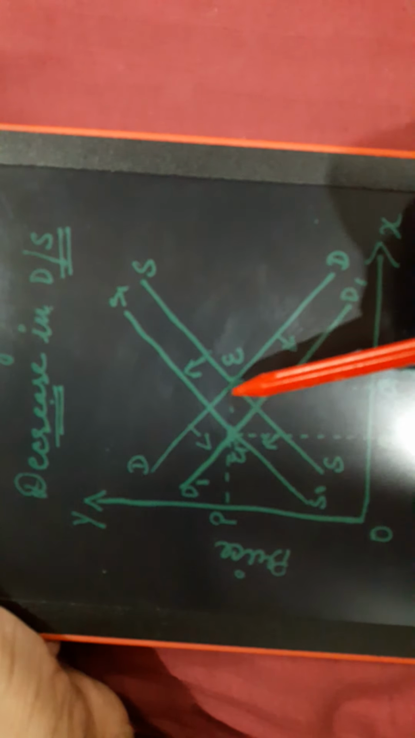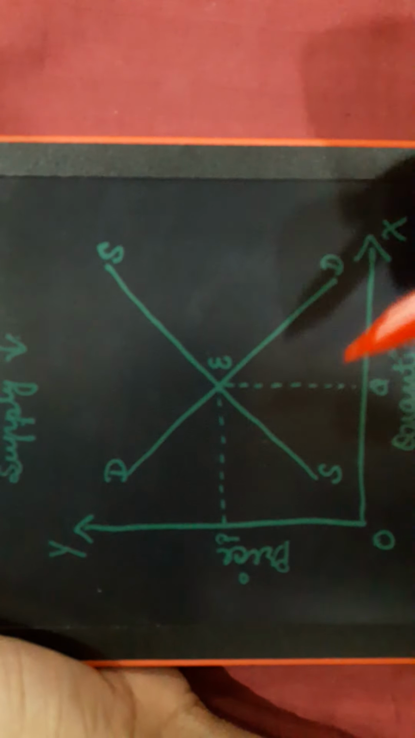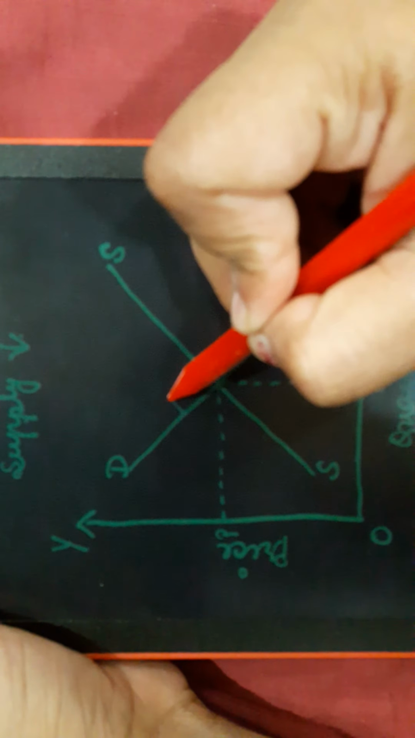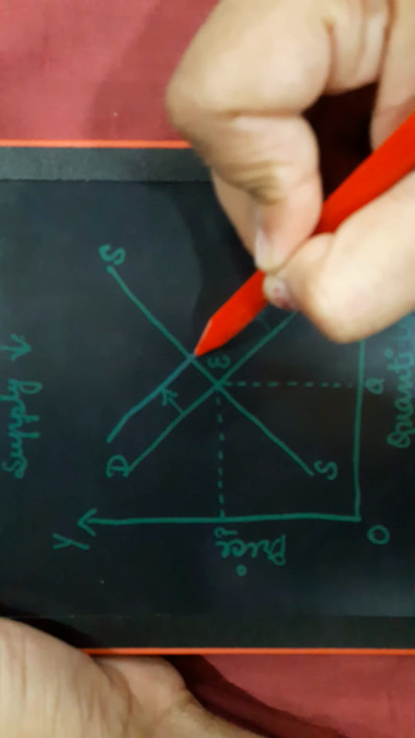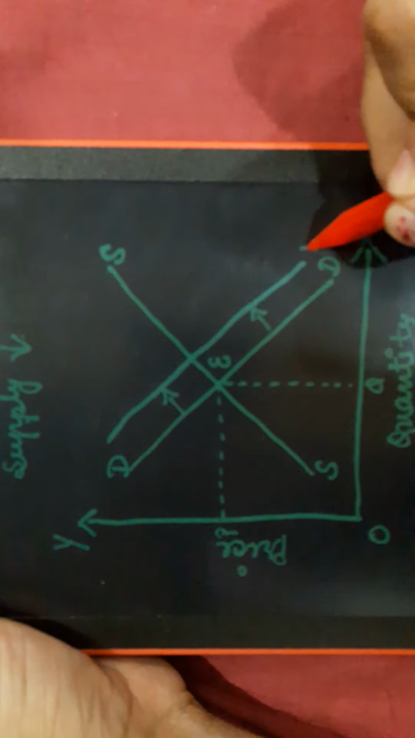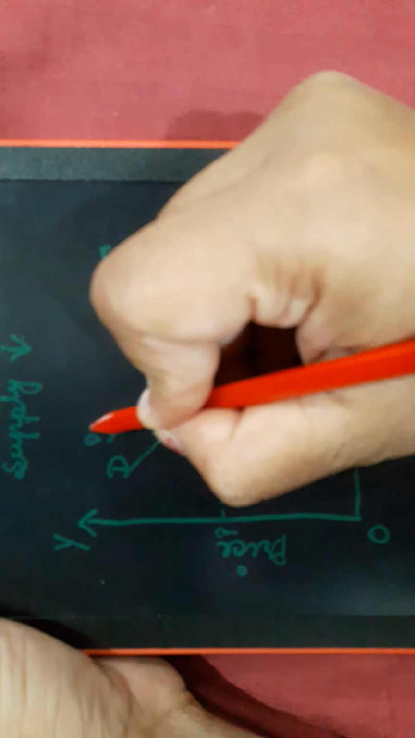Now we will see under simultaneous change, demand is increasing and supply is decreasing. Initially we'll have to draw the market equilibrium diagram. Now we'll have to increase the demand. It would be shifted from this side to this side. So we'll have to draw D1, D1.